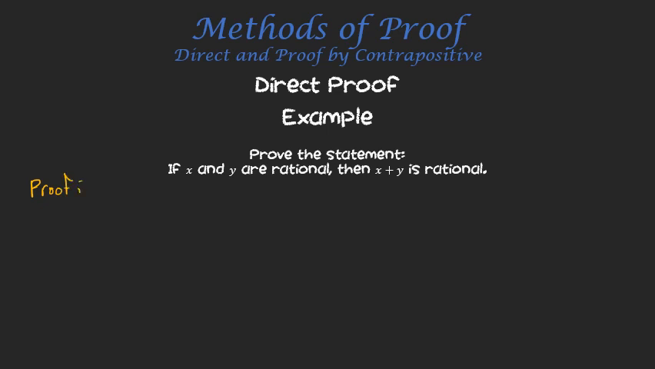Proof. Suppose x and y are rational. Here we'll assume the hypothesis. And just like we did in the other ones, if they're rational, what does that mean? Well, it means we can write them as an integer divided by another integer where the denominator is not 0. Since we have 2 here, we know we'll have 2 different ratios of integers.